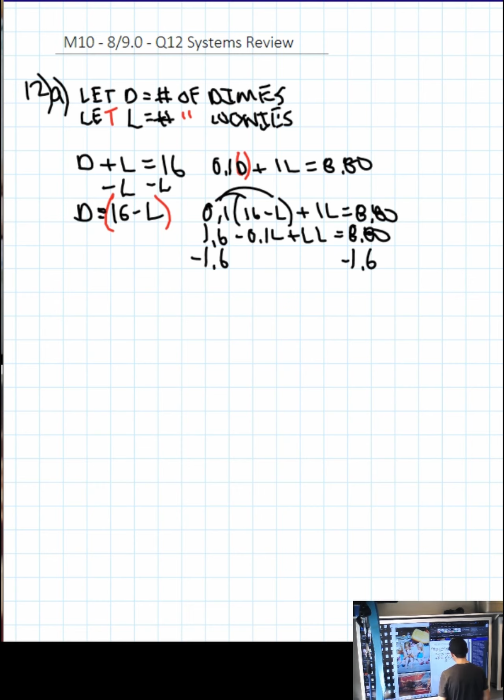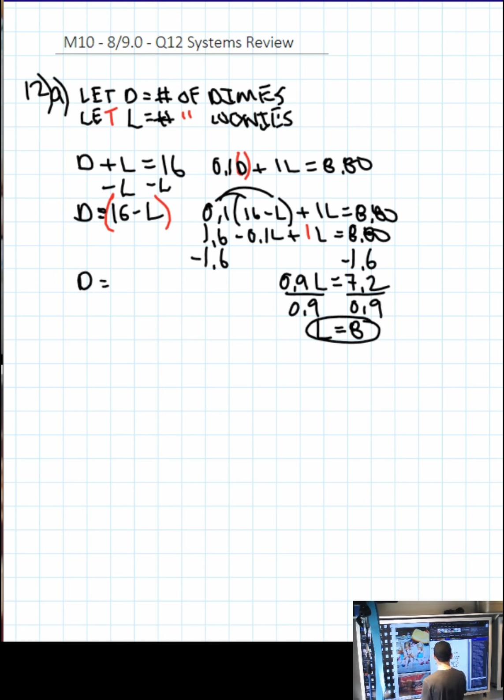And then negative 0.1L plus 1L. That kind of looks funny above, I've kind of written LL. I'm going to put that back in red. Negative 0.1L plus 1L is simply 0.9L equals 8.80 minus 1.6 will be 7.2. We divide both sides by 0.9. We're going to get L equals 8. Circle our answer.